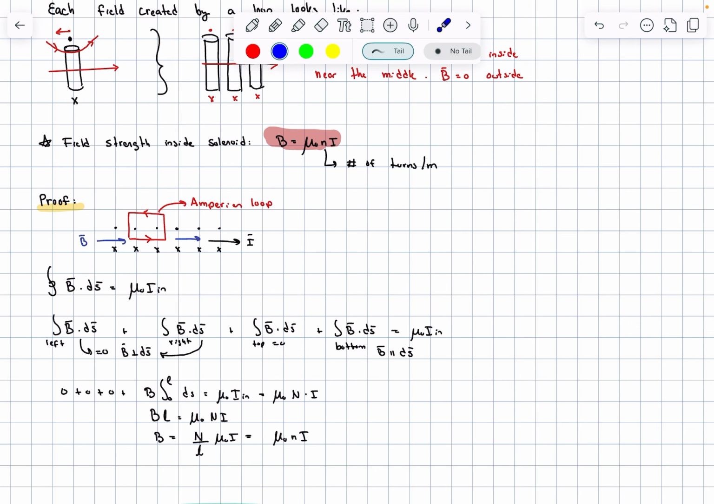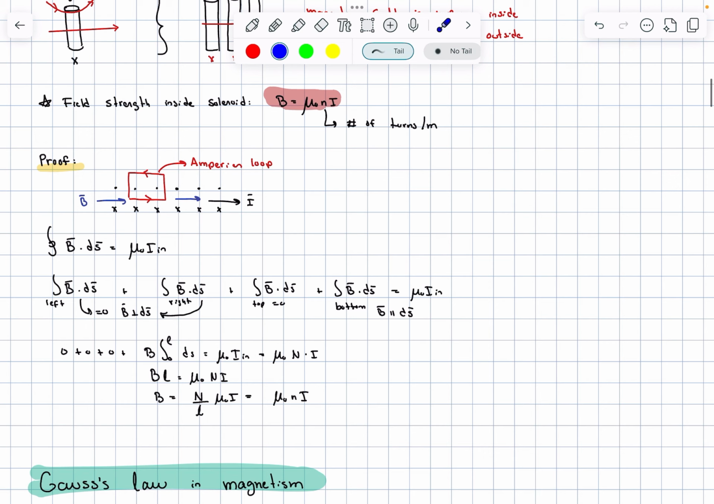So the integral of B dot ds here is equal to mu naught I enclosed. Here, B is parallel to ds, so they're going in the same direction. That means we can write B ds, and we can also pull B out because we know the magnetic field is uniform. So we take the integral from 0 to L, which is just saying how long our Amperian loop is. This simplifies down to BL on the left-hand side, and mu naught N times I on the right.